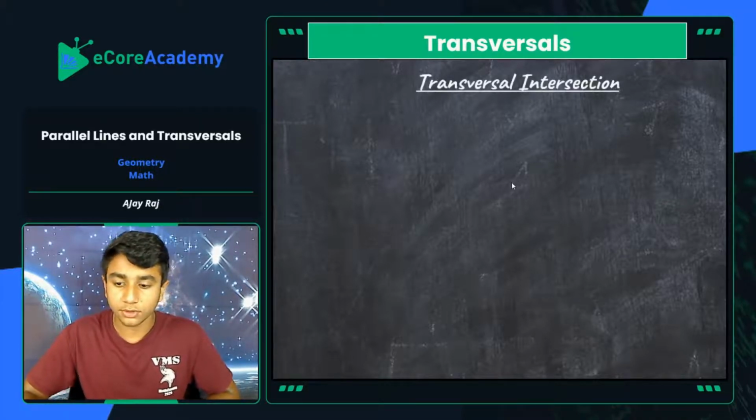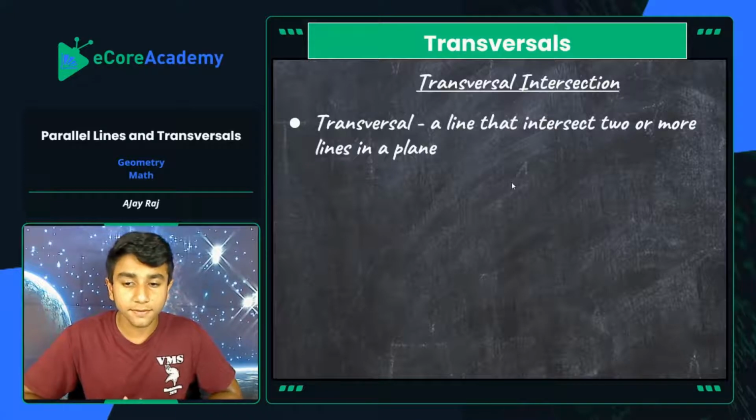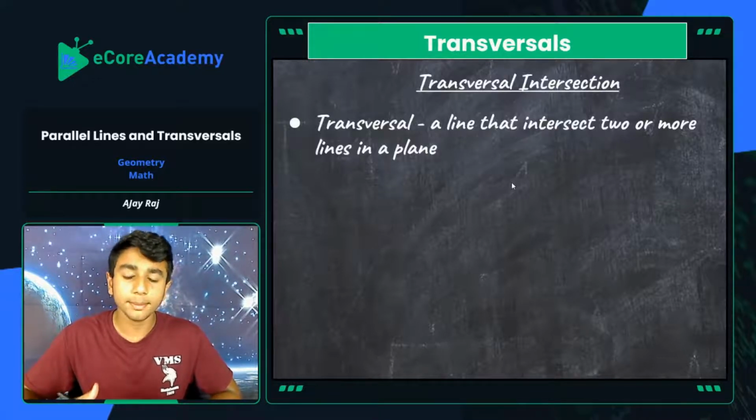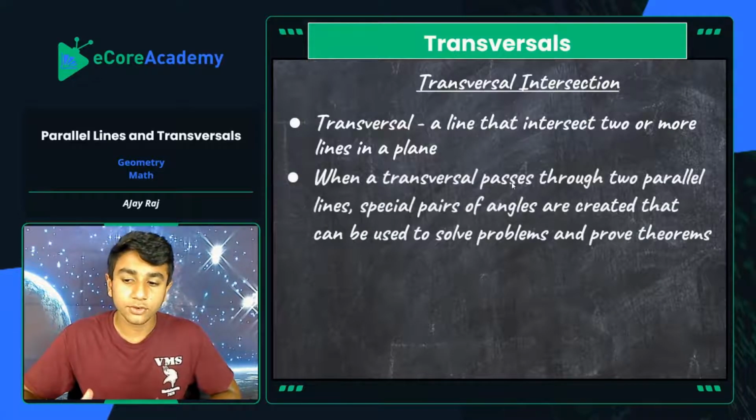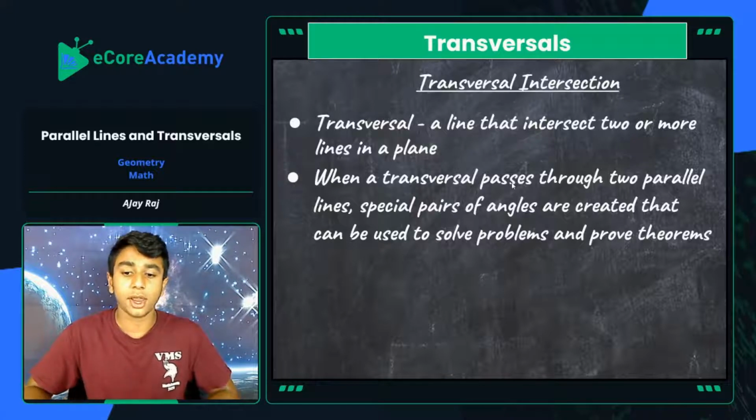So let's look at transversal intersection. A transversal is a line that intersects two or more lines in a plane. As the definition states, it's a line described on a plane, which is a two-dimensional outlook on a 3D overview. Basically, it intersects two separate lines. But the specific type that we're going to be looking at today is a transversal that will intersect parallel lines, which is a specific relationship amongst two lines.